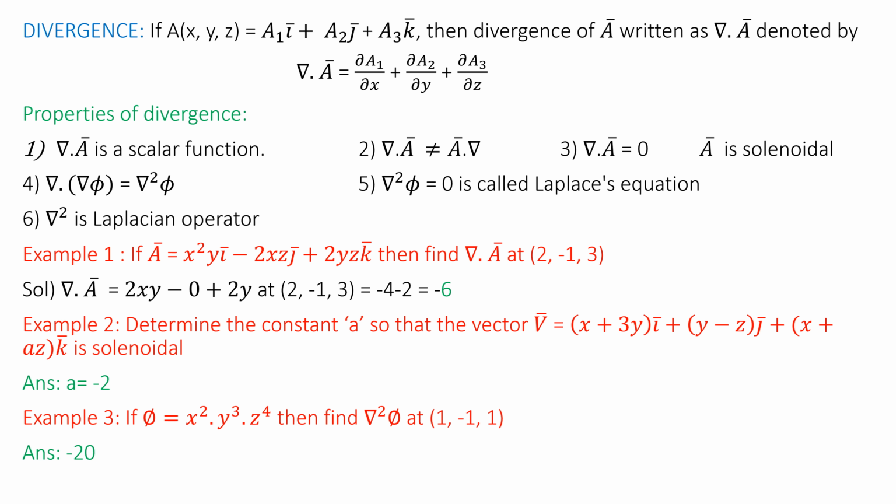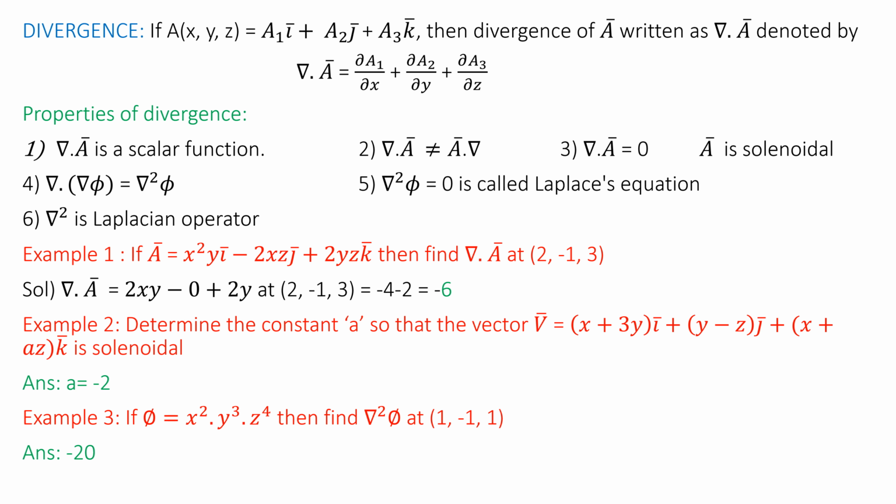Okay, so the properties of divergence. Look at the first point: del dot a bar is a scalar function, clearly a dot product, so you will get a scalar quantity. Now look at point 2: del dot a bar is not equal to a bar dot del. And point 3: if del dot a bar is equal to 0, then a is solenoidal. So if the question mentions solenoidal, you can apply del dot a bar equal to 0 directly and find the required answer.